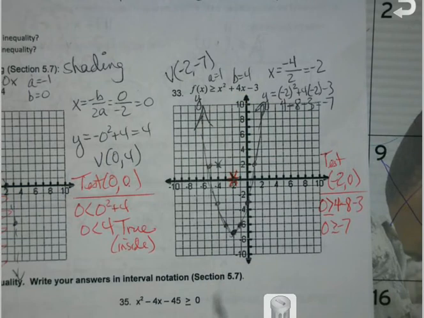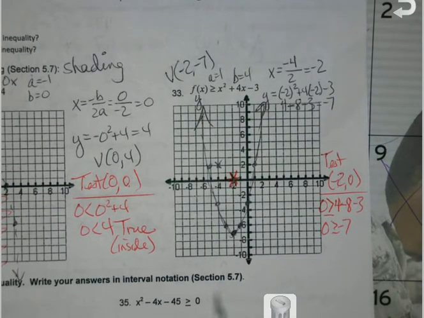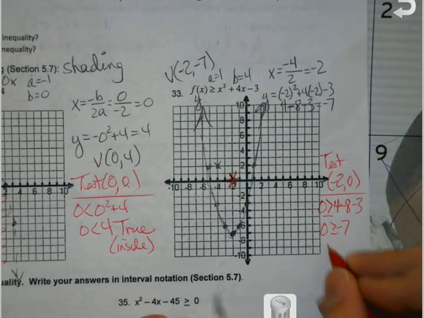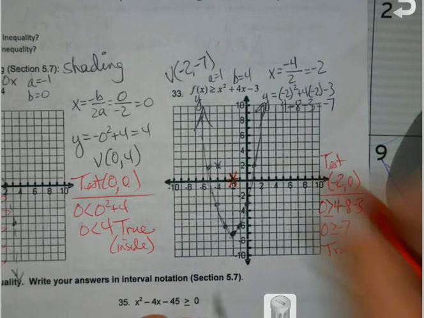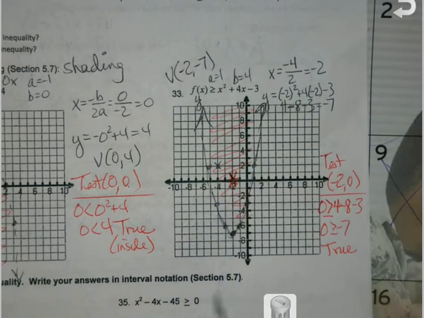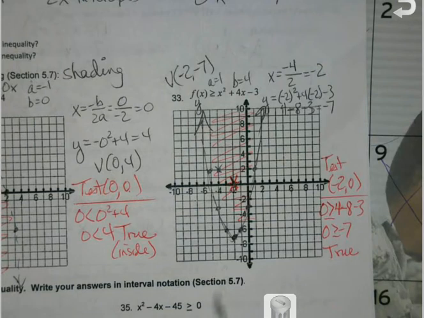So is 0 greater than or equal to negative 7? Last I checked, that would be true. So again, I'd be shading on the inside. If it was false, I'd be shading outside.